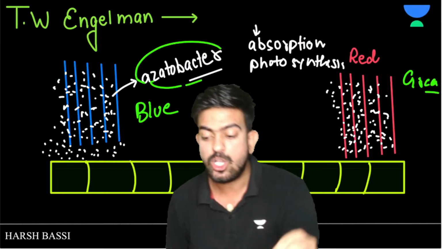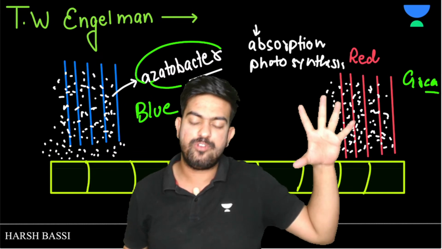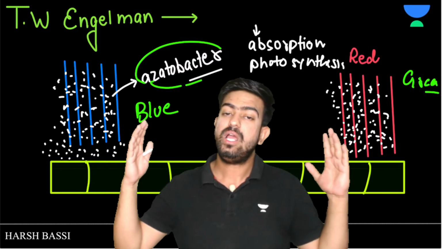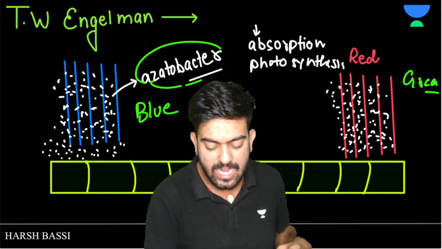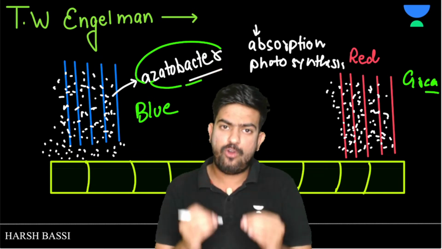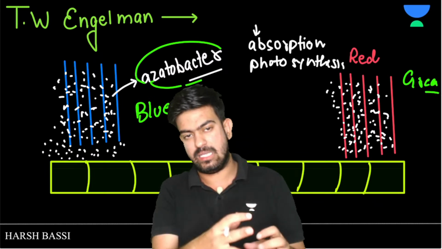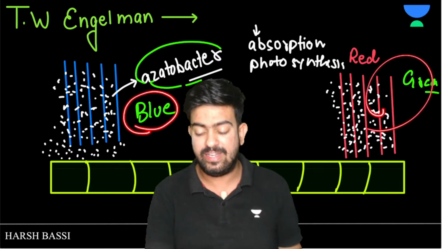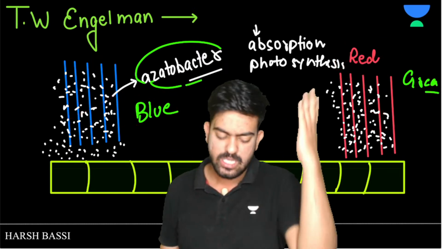Yes, great. Now came T.W. Engelmann, the prism thief. He stole the prism from his school and did this experiment. He observed that in blue light and red light, maximum photosynthesis took place. As proof, he also used an aerobic bacteria, Azotobacter. The bacteria were found in the areas where oxygen was being released, in the blue and red areas. Why? Because in blue and red, maximum photosynthesis was taking place.